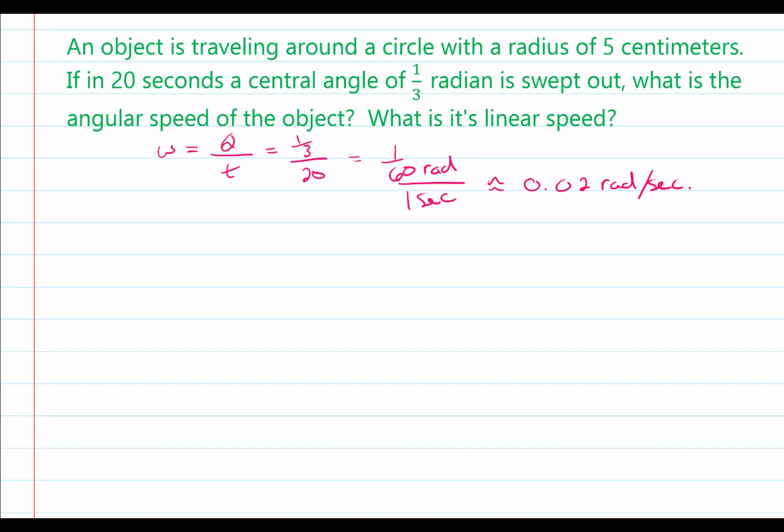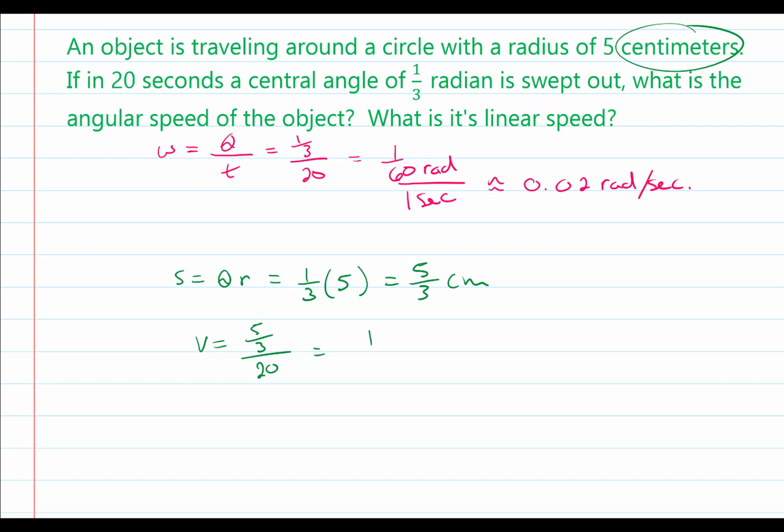Now, in order to find the linear speed, I actually need to find the arc length. The arc length, s, is equal to theta times r. In this case, theta, again, is 1/3, and r is 5 centimeters. So I find the product and I get 5/3 centimeters. That is my arc length. Now I'm going to use the linear speed formula: v is equal to 5/3, the arc length, over the unit of time, which is 20 seconds. When I simplify this ratio, I get 1/12 of a centimeter per second.